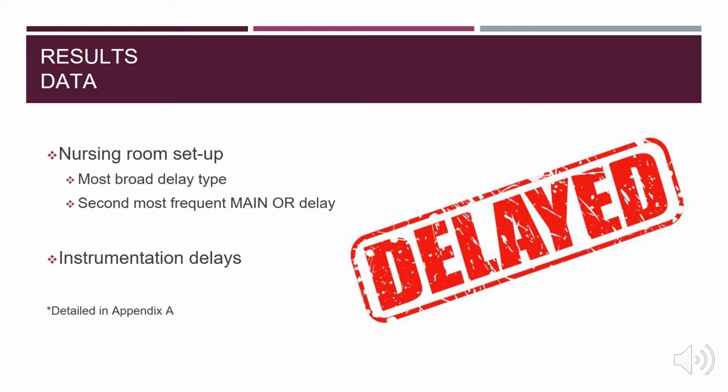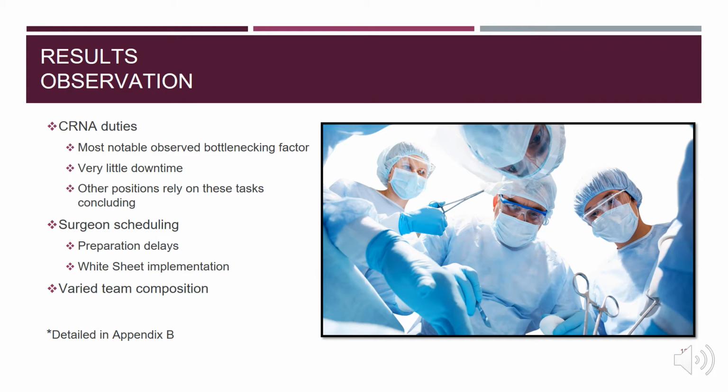The results from the data provided by MD Anderson showed that nursing room setups is one of the most frequent delay types that could also be improved in the future. Instrumentation delays was also a very frequent type that we personally observed happen multiple times per surgery. The results of our observations included findings in bottlenecking factors from CRNA duties and surgeon scheduling, as well as varied team composition when compared to the ACB operations.